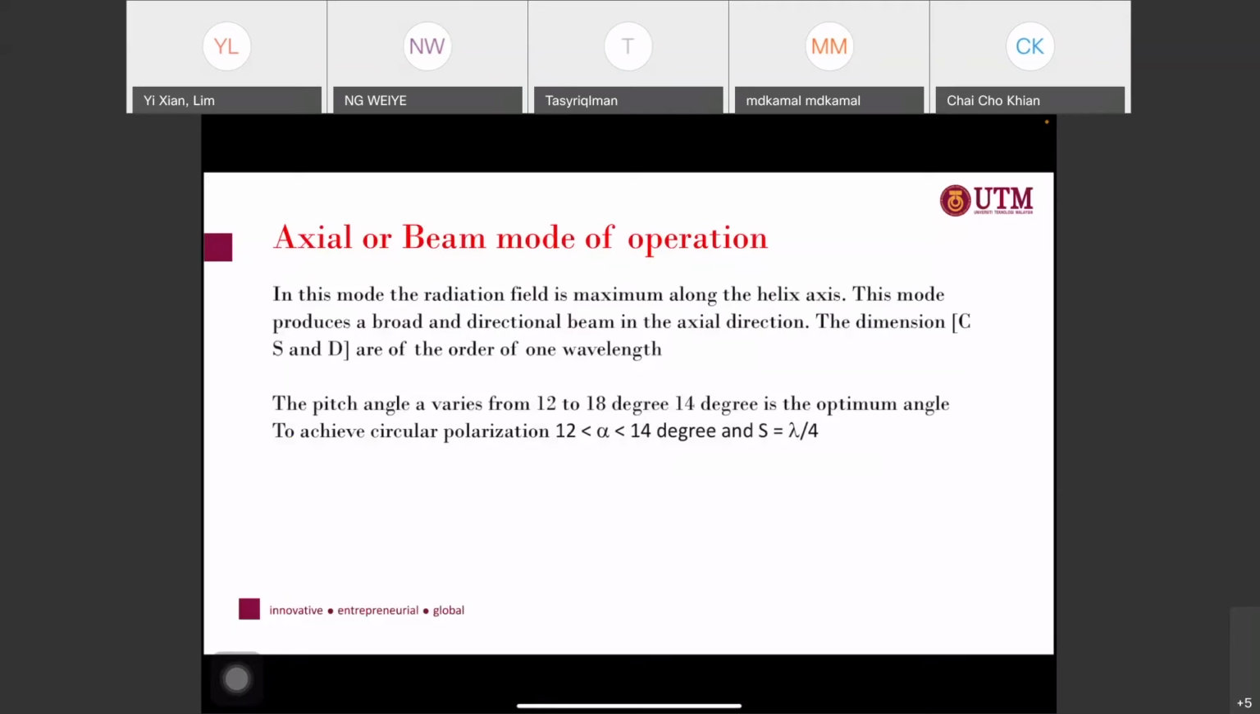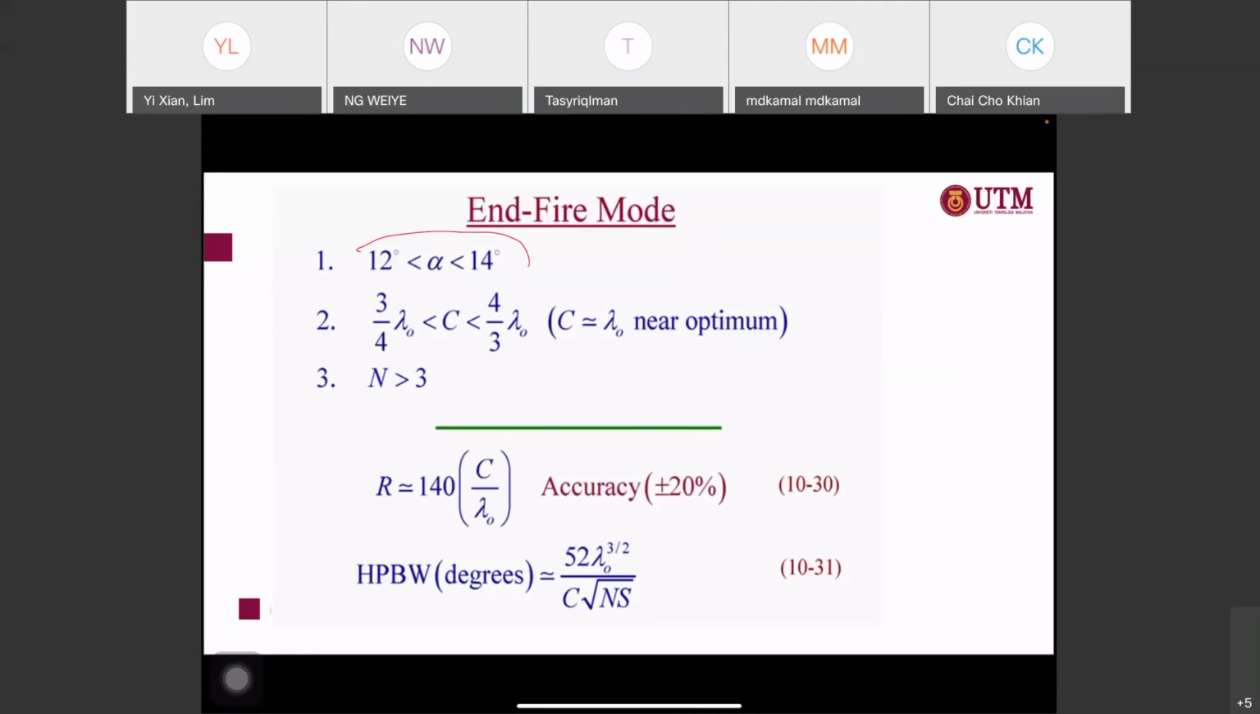For the end fire mode, you need to know that alpha is between these values. To differentiate from the normal mode, where alpha is between 0 and 90 degrees, here the near optimum circumference is C equals pi D, and C is equal to lambda naught at the operating frequency. And N should be greater than 3, where N is the number of turns.